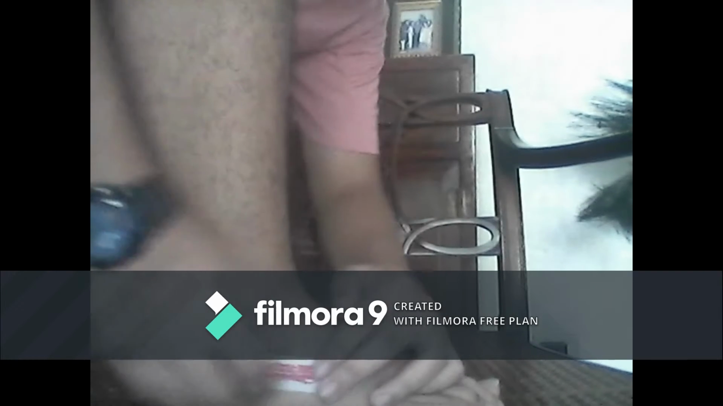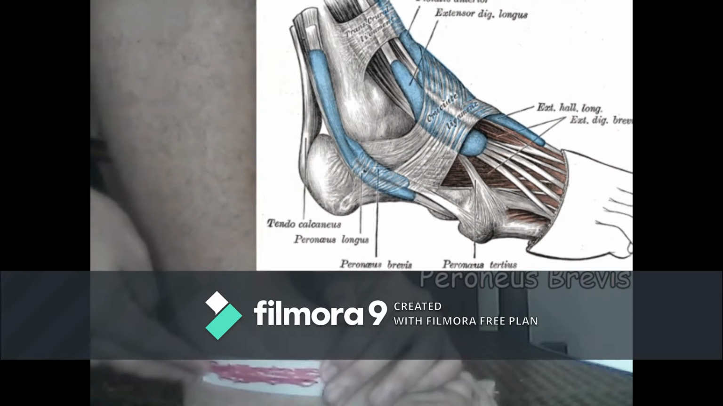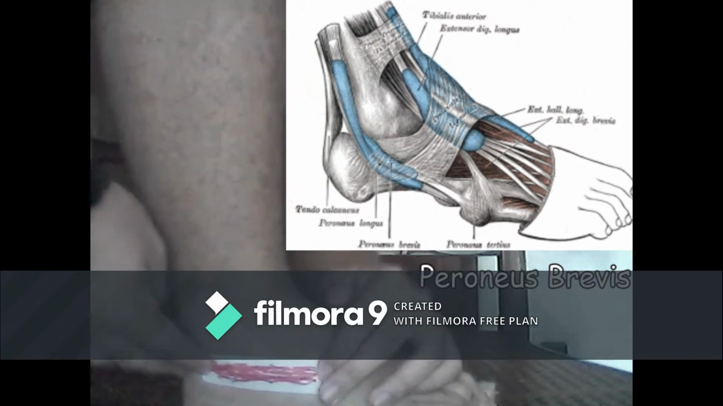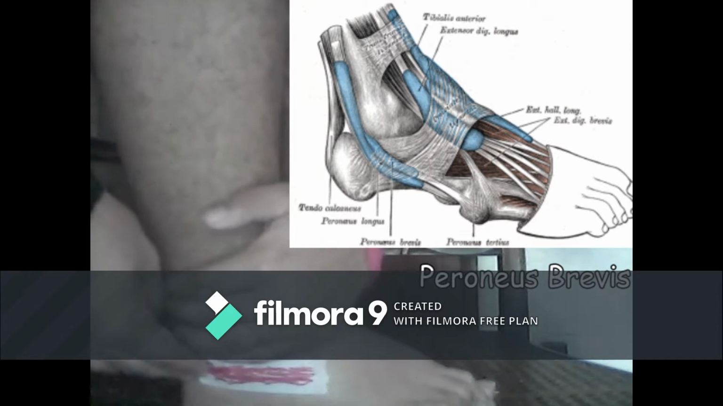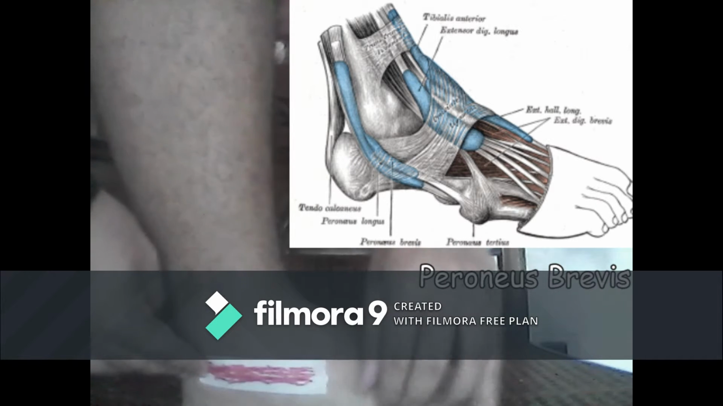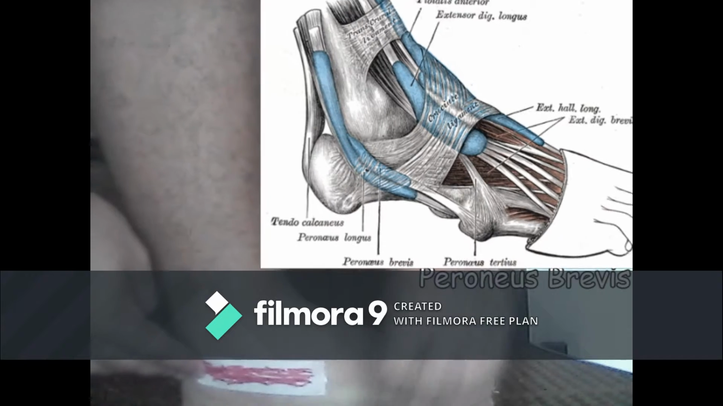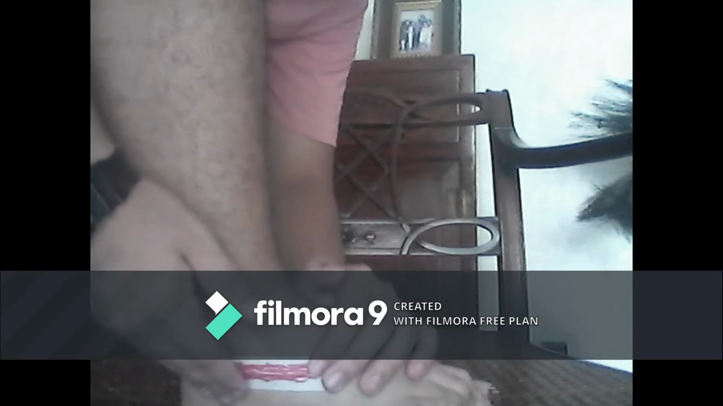And now for the peroneus brevis. So it originates from the lower two-thirds of the lateral fibula and is inserted at the fifth metatarsal. So its actions is that it helps the peroneus longus with the plantar flexion and the eversion. So plantar flexion and eversion.